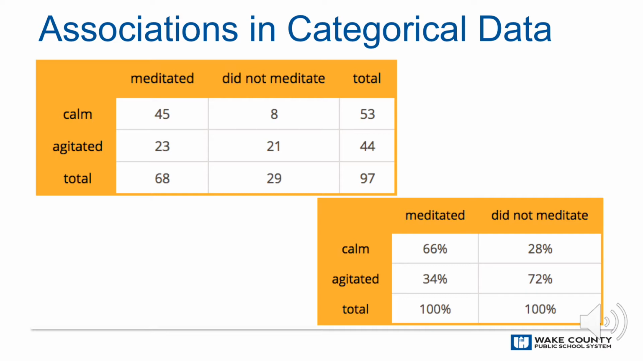Students will use two-way tables. Two-way tables are a way of comparing two variables. For example, this table shows the result of a study of the relation between meditation and the state of mind of athletes before a track meet.